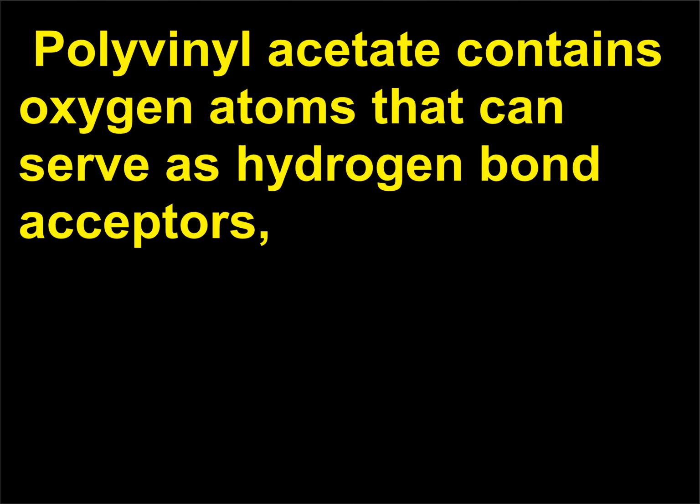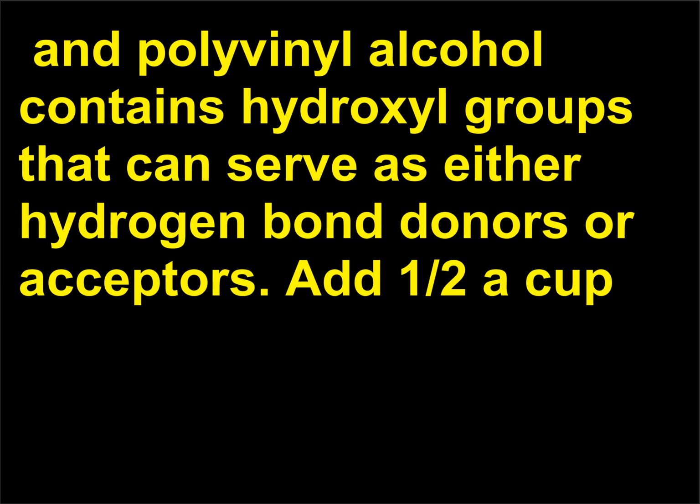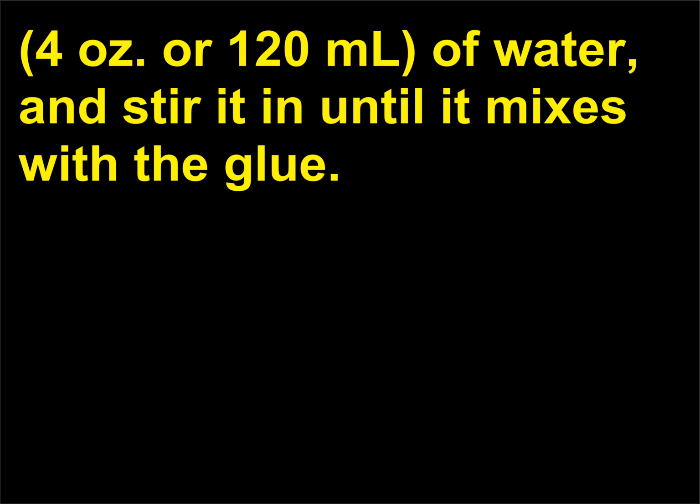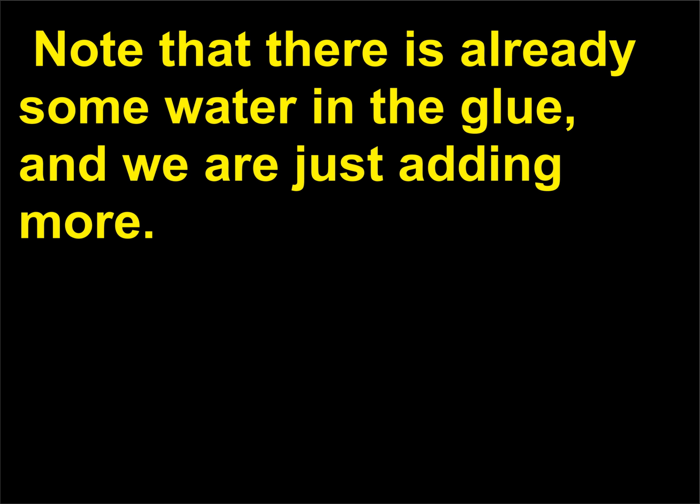Polyvinyl acetate contains oxygen atoms that can serve as hydrogen bond acceptors, and polyvinyl alcohol contains hydroxyl groups that can serve as either hydrogen bond donors or acceptors. Add 1/2 cup, 4 ounces or 120 ml, of water, and stir it in until it mixes with the glue. Note that there is already some water in the glue, and we are just adding more.